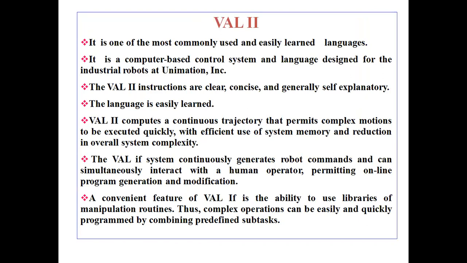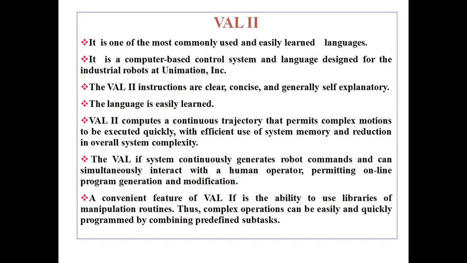So it is a computer-based control system language. Particularly where we are using Molina, it is used and designed for industrial robots and applications. Okay. And when we are comparing with the VAL2 language, the instructions are very clear, concise, and generally self-explanatory. And when we are talking about the VAL2 language, it is also easy to learn. And at the same time, it is able to compute continuous trajectory.